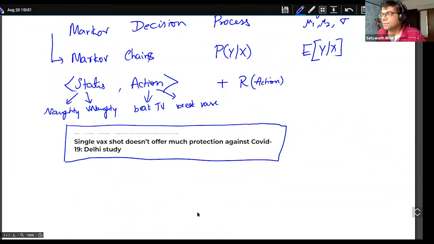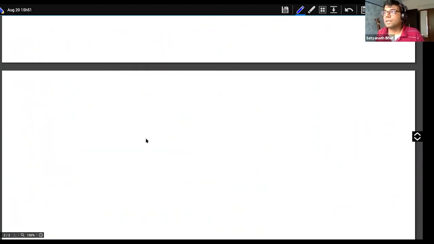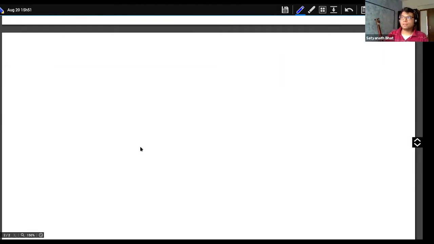Let us look at a very common thing. As you all know, RT-PCR has been made mandatory whenever you travel between one city and another. My question is, we are all at least scientifically inclined, so should we do it or not? Is it a good policy or is it a bad policy?